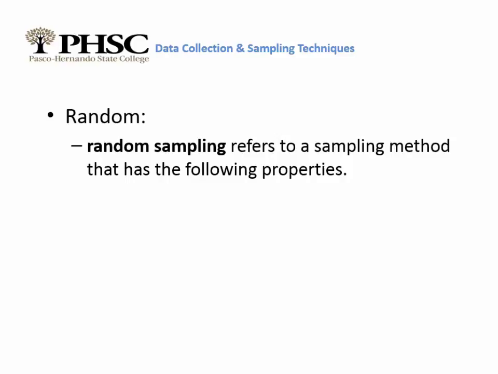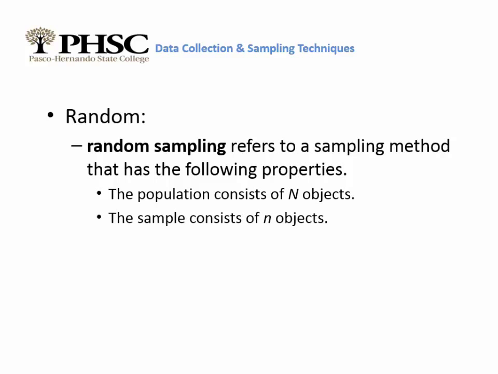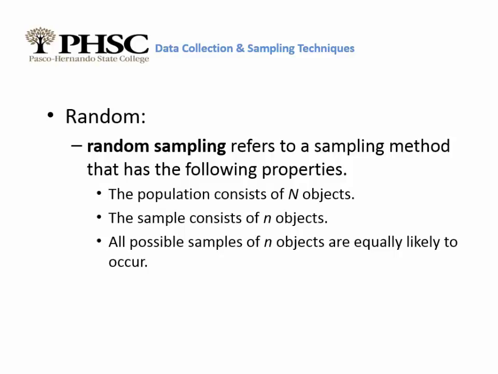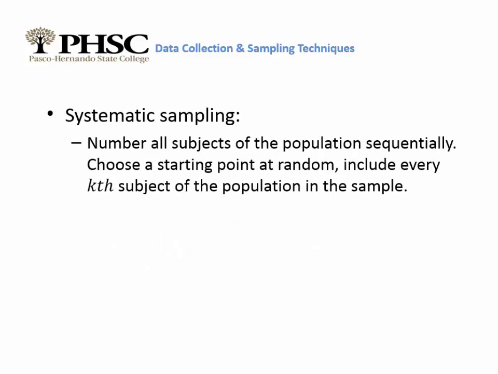So the first one is random sampling. And random sampling simply refers to a method that has the following properties. The population consists of N objects. The sample consists of n objects, so the population can be 1,000 people, and then we can go ahead and get a sample of 30 people. So that's what the capital N and the lowercase n refers to. And then all possible samples of n objects, so every single one of the 1,000 people actually have the same chance of being chosen as part of a sample.